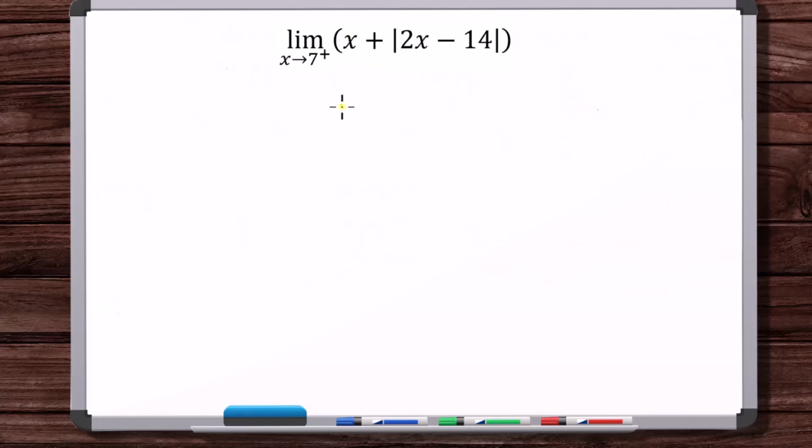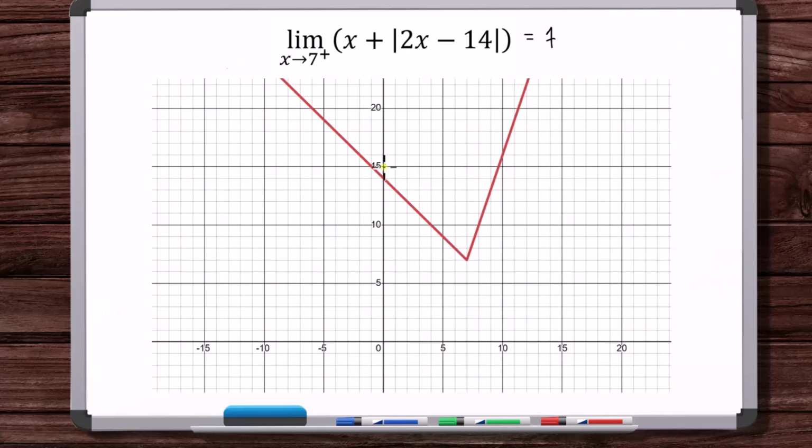If you plug in 7 plus 2 times 7 is 14. So this is just 7. There you go. Absolute values are continuous everywhere. And that's exactly what we see. You've got the function at x is equal to 7. It has this non-smooth kink, but so what? That has nothing to do with continuity. So the function is a continuous function here. So that's what the limit is equal to.